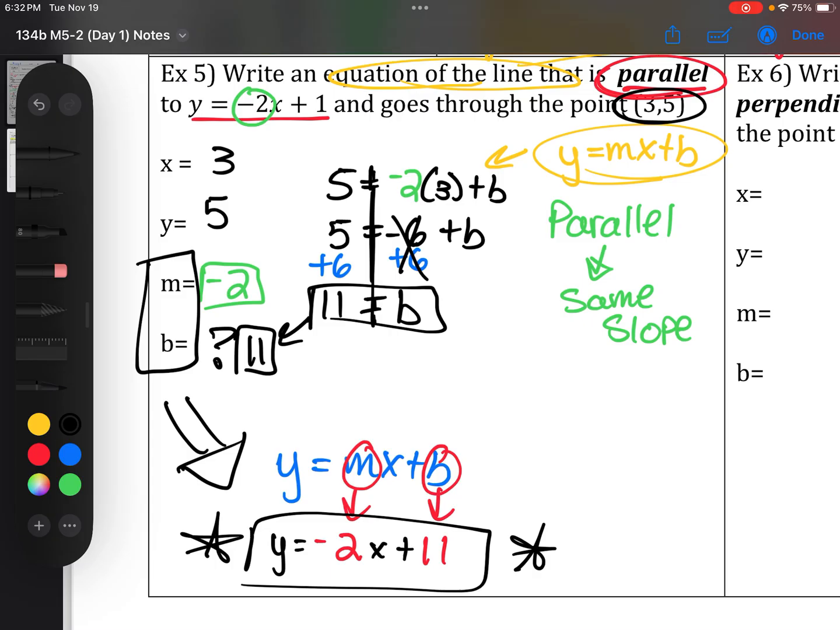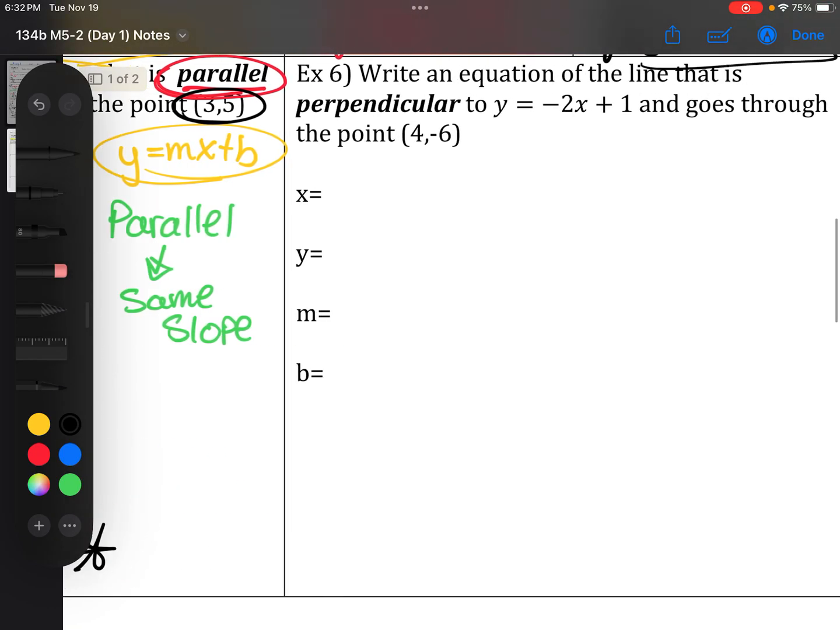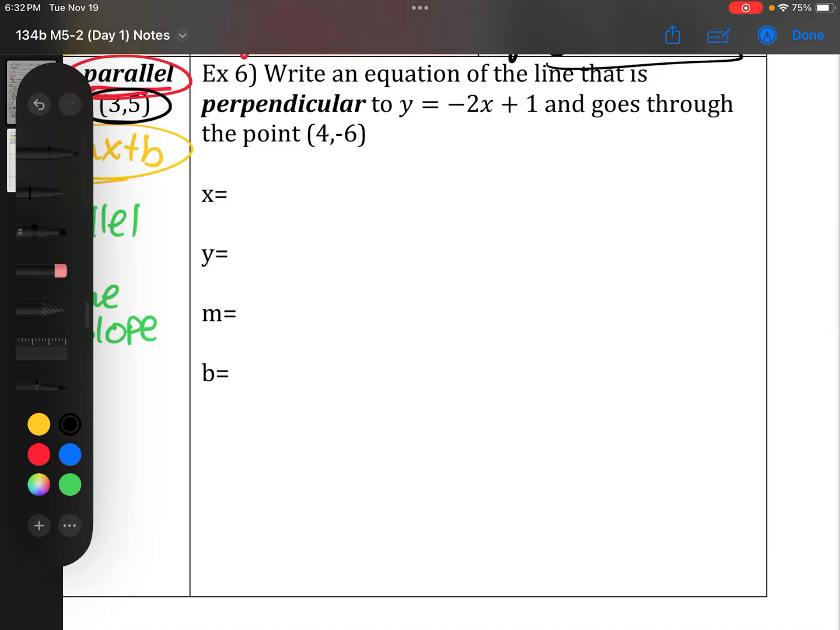If you feel good about this, I want you to try the next one. So pause the video, try the next one. The only thing to notice though, perpendicular, remember it's going to be an opposite reciprocal slope. Okay, now I'm gonna go ahead and do it. So if you don't want to get it spoiled, go ahead and work it out. Otherwise, I'm going over it.